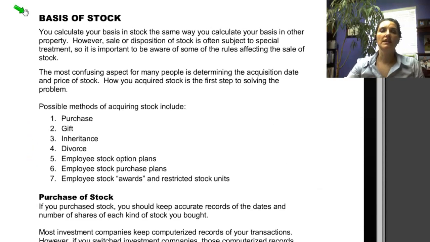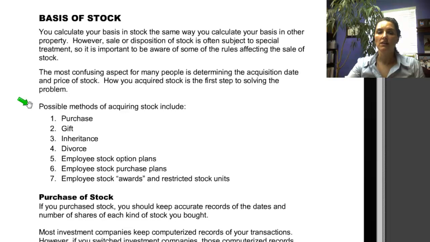Let's move on now to a discussion of the basis of stock. You calculate your basis in stock in the same way you calculate your basis in other property. However, sale or disposition of stock is often subject to special treatment, so it is important to be aware of some of the rules affecting the sale of stock. The most confusing aspect for many people is determining the acquisition date and price of stock. How you acquired stock is the first step in solving the problem.